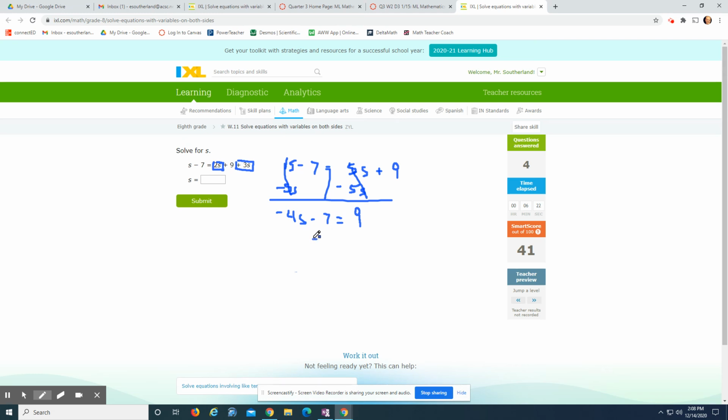And then I'm going to add 7 to both sides. And I'm going to be left with negative 4s is equal to, those cancel out, 9 plus 7 is 16. And then I want to divide both sides by negative 4. And I'm going to find that s is equal to, because those cancel out, negative 4. Because 16 divided by negative 4 is negative 4. And so I'll type in negative 4 right here. And click submit, and I've got it correct.